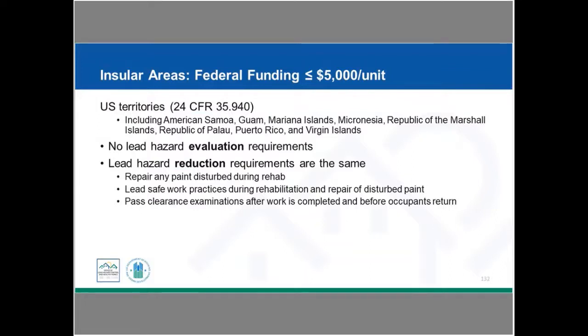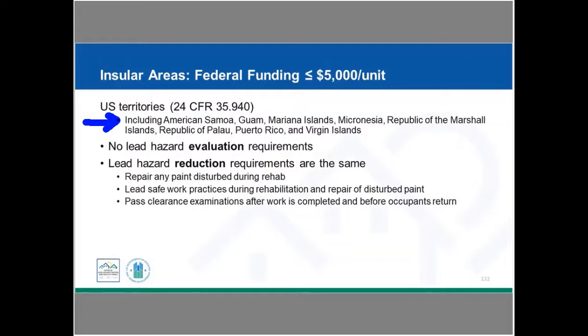All right, so insular areas are these U.S. territories, including American Samoa, Guam, Mariana Islands, Micronesia, Republic of the Marshall Islands, Republic of Palau, Puerto Rico, and the Virgin Islands. That's what we're considering the insular areas. So if you're working in an insular area, these rules are less stringent than they are in non-insular areas. The insular areas face conditions that make it an unreasonable burden to meet some of the requirements, and so you'll see that these requirements are less stringent. There are no lead hazard evaluation requirements.